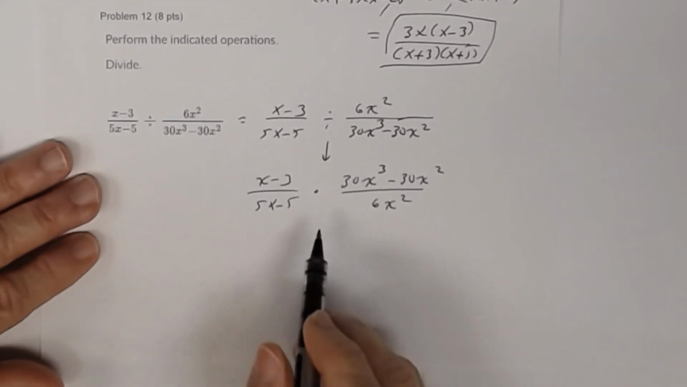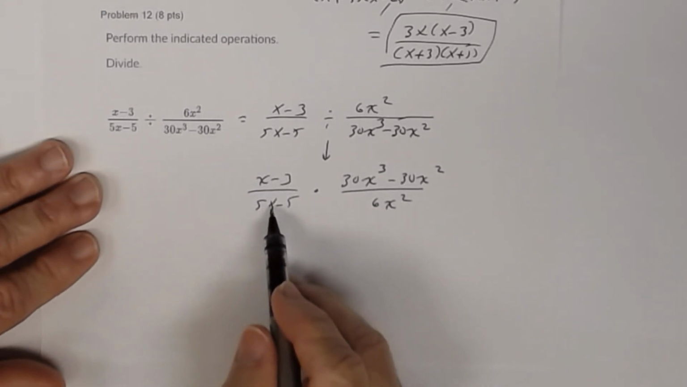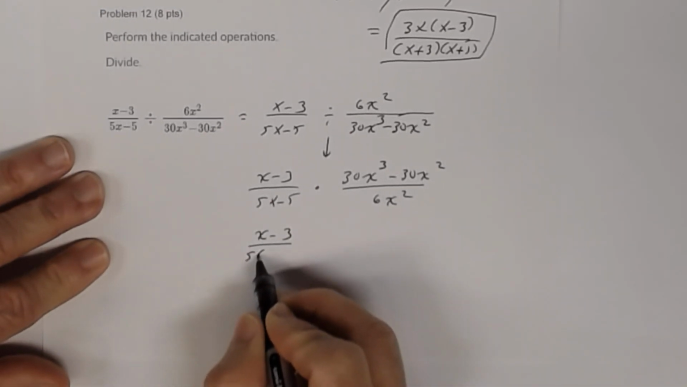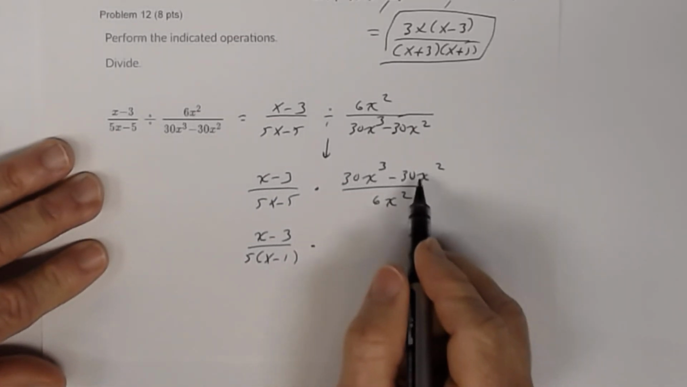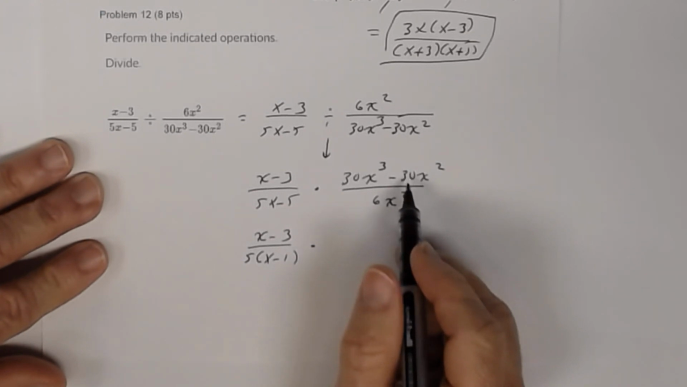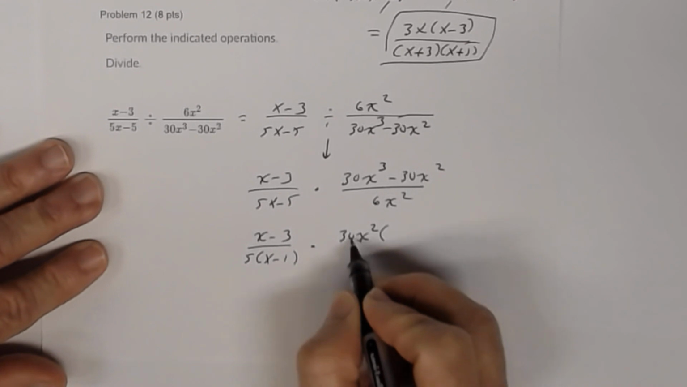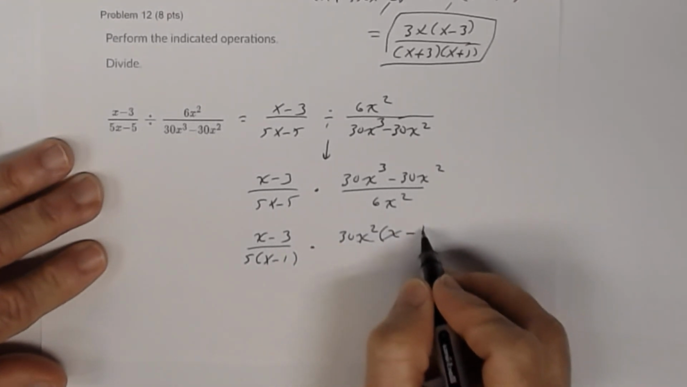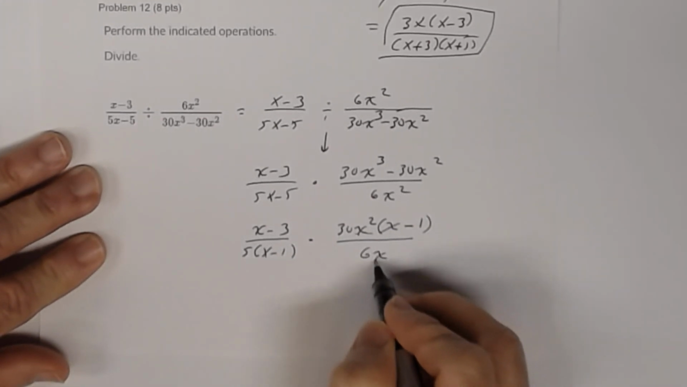All right, so now we're going to factor. In terms of the first rational expression, the only expression I can factor is the denominator. So I'm going to write this as x minus 3 divided by 5 times x minus 1 times, now in the numerator, the GCF here is 30x squared. So that becomes 30x squared times, and then 30x squared times x is 30x cubed, and 30x squared times a negative 1 is a negative 30x squared, divided by 6x squared.